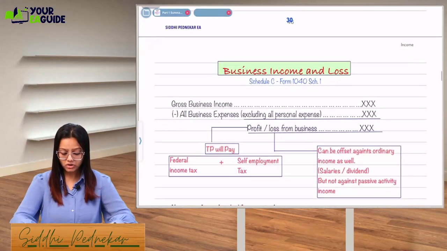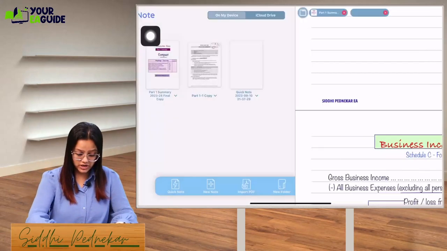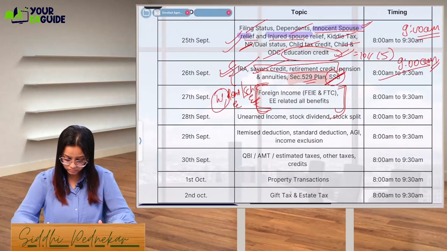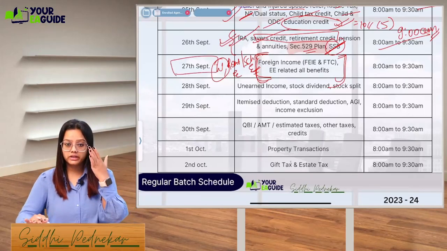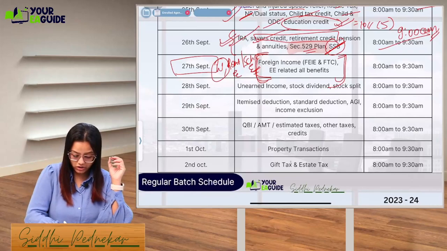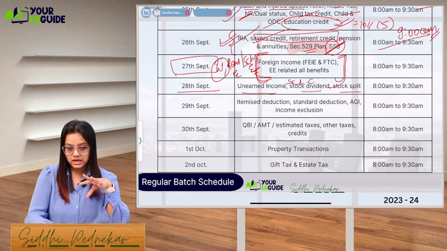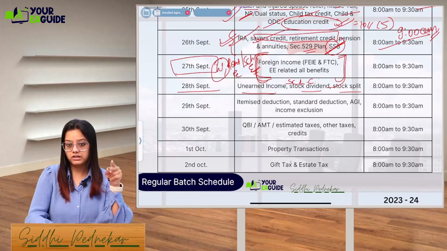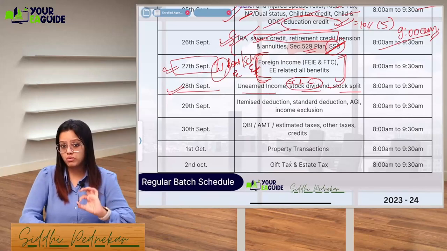Okay, next is business income and loss. We'll do it in a later session. Let me first check our schedule. Tomorrow we are going to start with all the foreign related incomes. Now on 28th September, unearned income is done, stock dividend is done, stock split is done. Schedule E is done, interest is done, dividend is done. Schedule C is left, we'll take it later, but tomorrow we'll be starting with the foreign income. Don't miss tomorrow's session, guys.